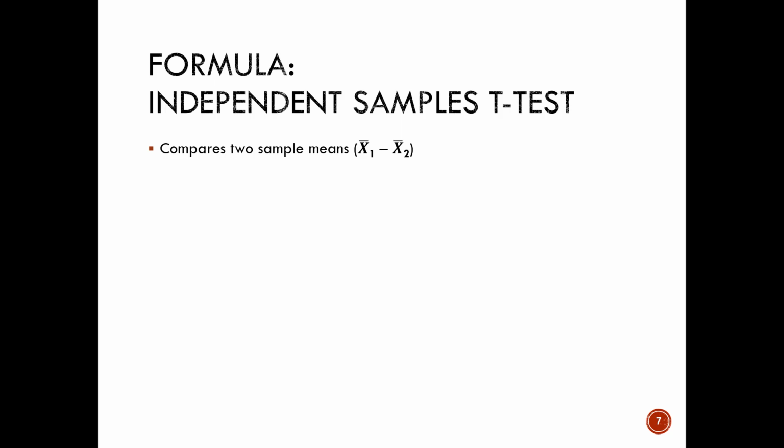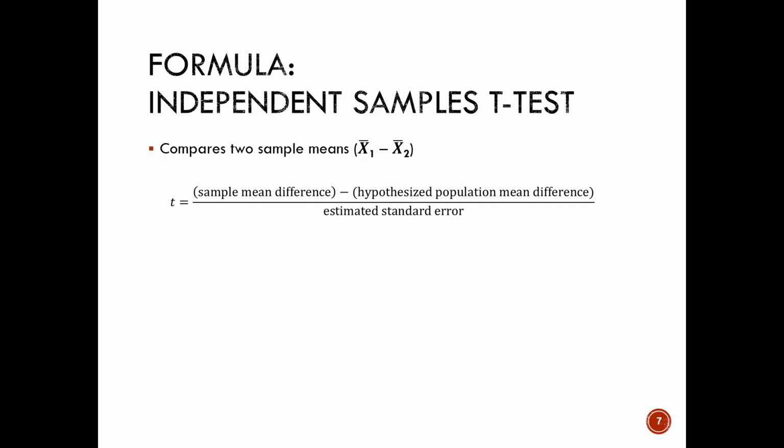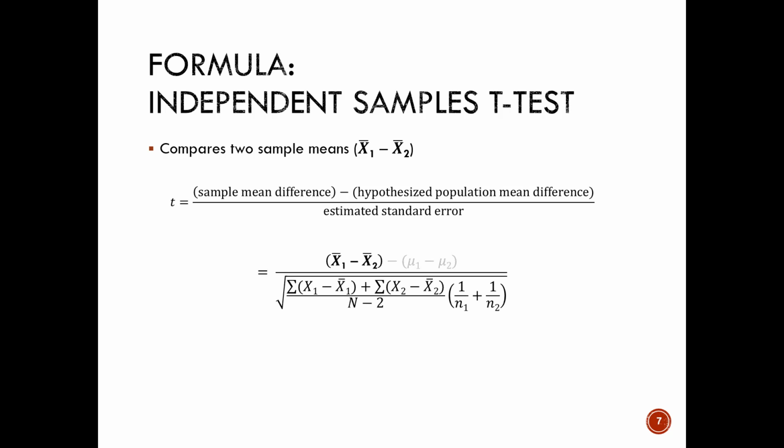So here's the formula for the independent samples t-test. And again, this is meant for you to get an intuition behind what is happening and not for you to commit the equations to memory or anything like that. But what the independent samples t-test does is that it compares two sample means and calculates a t-statistic by taking the sample mean difference, so the mean of the first group minus the mean of the second group. So that's the sample mean difference, minus the hypothesized population mean difference, which really is 0, divided by the estimated standard error. And the equation looks like this, translated to statistical notation.